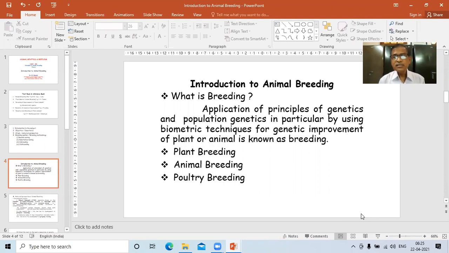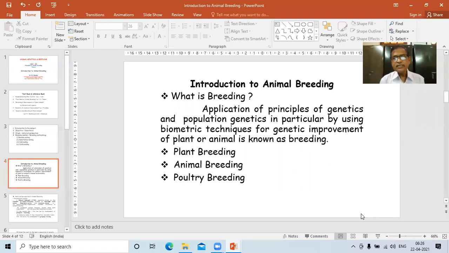So this Unit 3, this is animal breeding. This part is totally your application part. First, Unit 1 was statistics, and Unit 2 was the principles of genetics and population genetics. Now in Unit 3, this is the application part, that is animal breeding. That is how to increase the animal productivity or animal production.